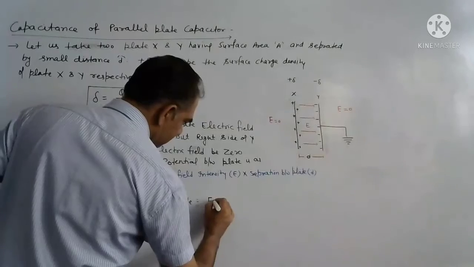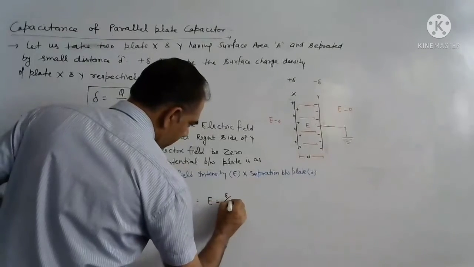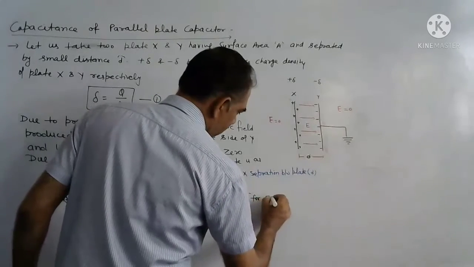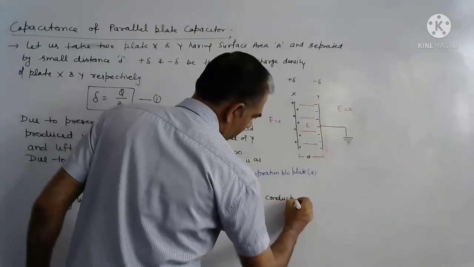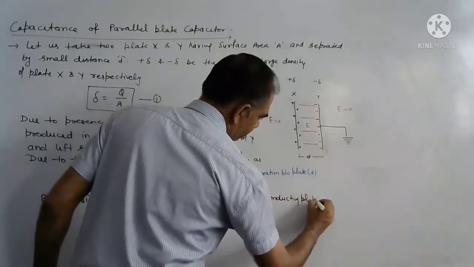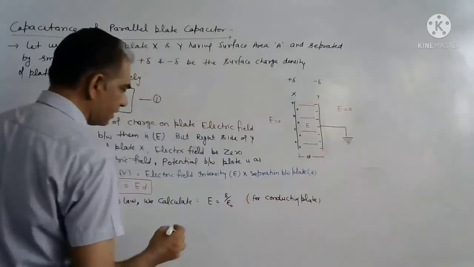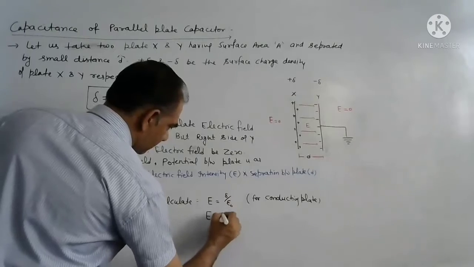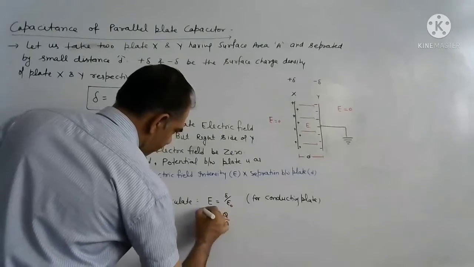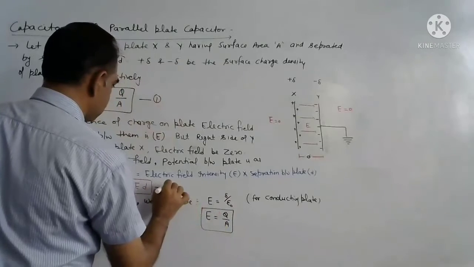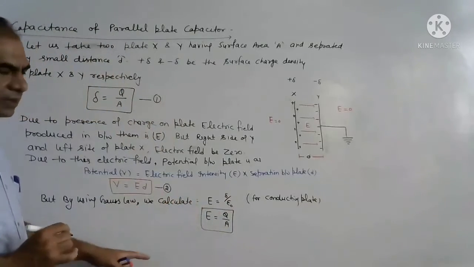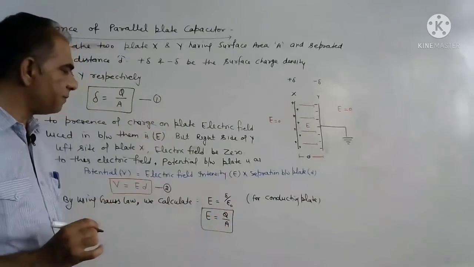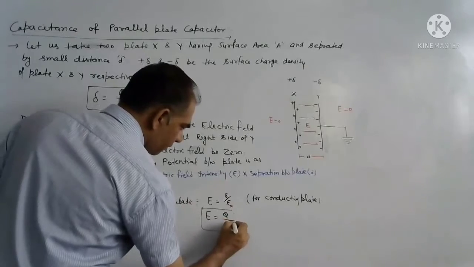By using Gauss law, we calculate the value of electric field intensity. Electric field intensity is equal to sigma upon epsilon naught for a conducting plate. This is the conducting plate, and for sigma, put the value from equation first, then electric field intensity E, sigma is Q upon A. This we can say is equation second. In this way we can find the value of electric field intensity in the form of Q upon A epsilon naught.